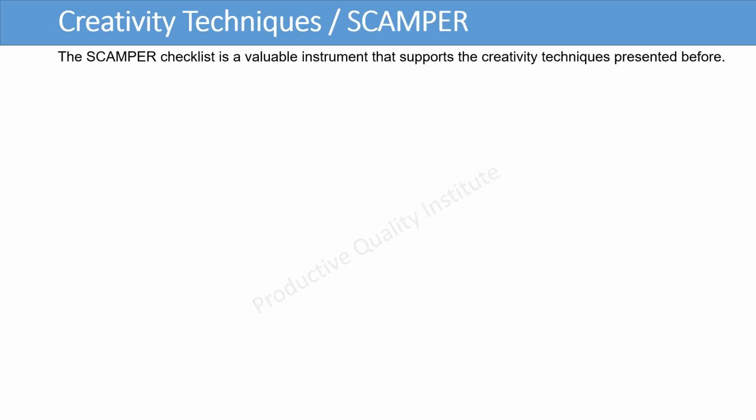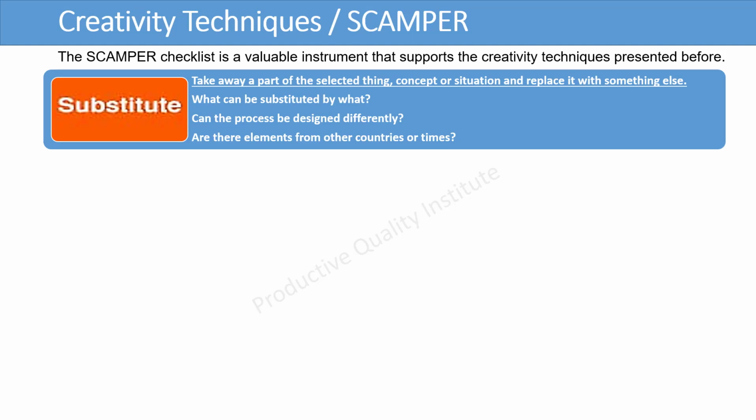The SCAMPER checklist is a valuable instrument that supports the creativity techniques presented before. Substitute: what can be substituted by what? Can the process be designed differently? Are there elements from other countries or times?